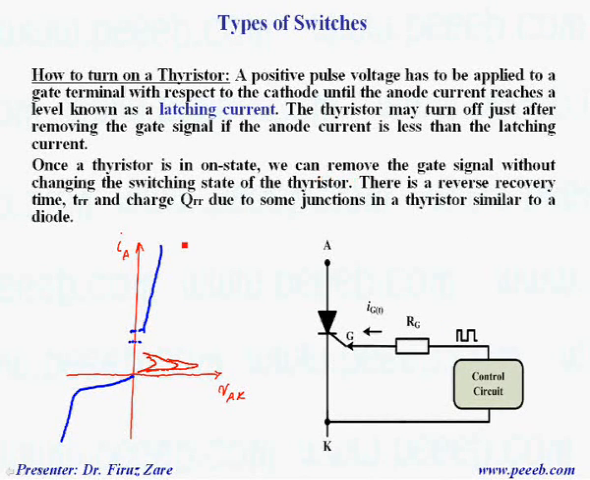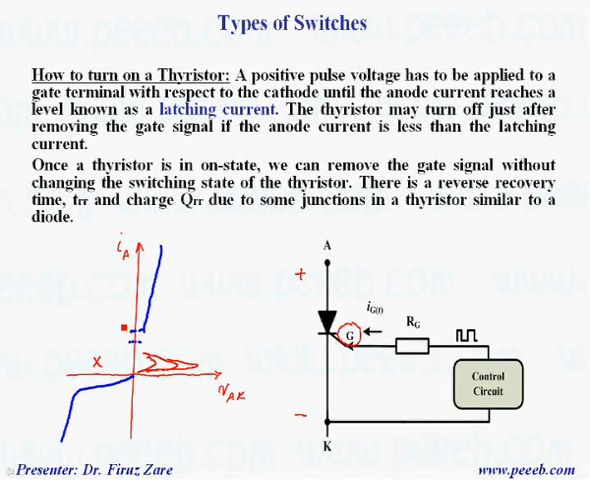Let's look at the current-voltage characteristic of a thyristor. Basically, a thyristor can block negative voltage, and it can also block positive voltage. That means if we don't apply a gate signal, it can stand that positive voltage. But once we apply a gate signal, the thyristor turns on.